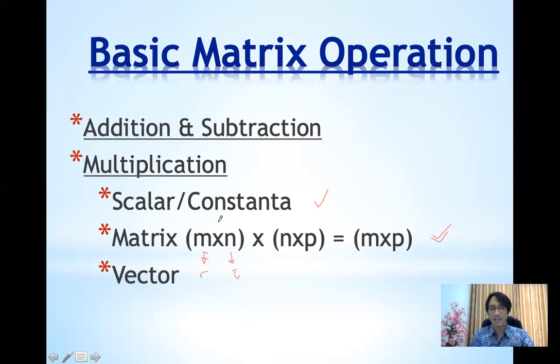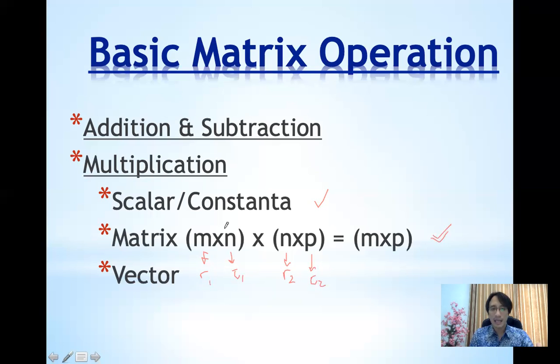For the first matrix, if we are going to multiply it with the other matrix, then the second matrix must have n as its row number: row for matrix number 2 times column for matrix 2. This is for matrix 1.